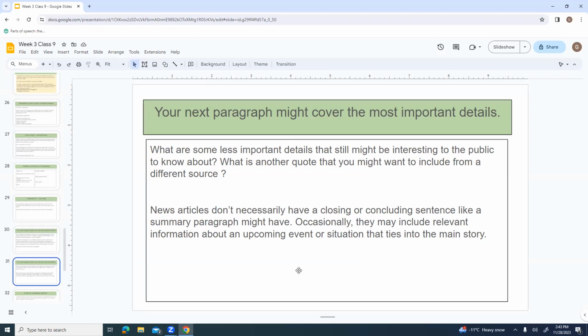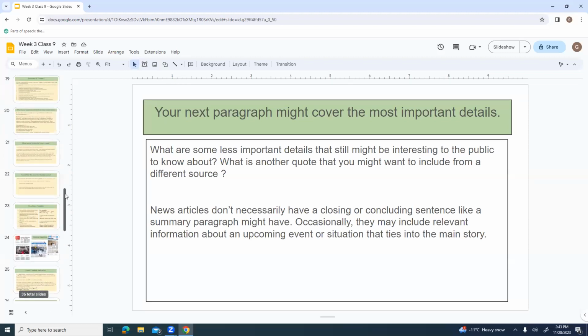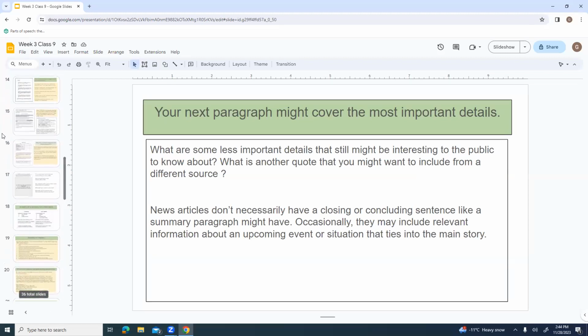News articles don't necessarily have a closing or concluding sentence like a summary paragraph might have. Occasionally, they might include relevant information about an upcoming event or situation that ties into the main story. And let me show you what I mean. Let me see where it is.